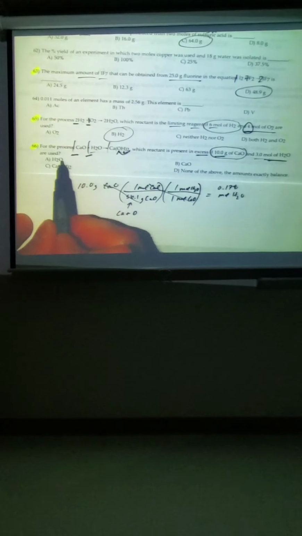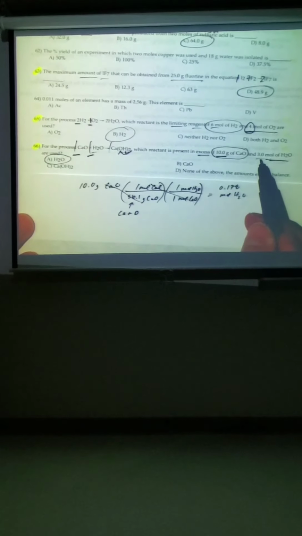So 0.178 moles of water is used up when all 10 grams combines to make calcium hydroxide. So we need 0.178. We have 3. We have way too much. So in this case, water is in a huge excess. We have over 2.8 and some change left over. We only use 0.178 of those 3.